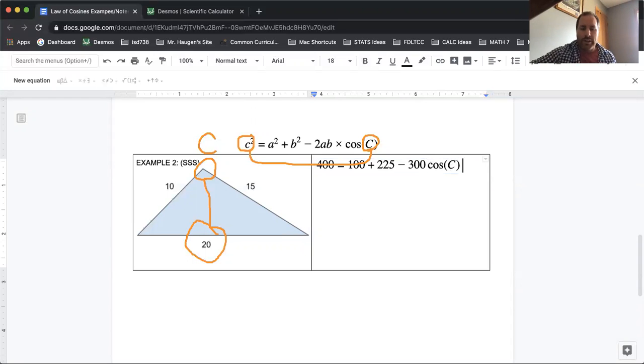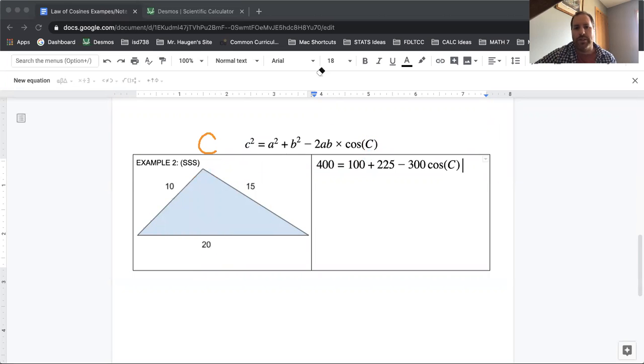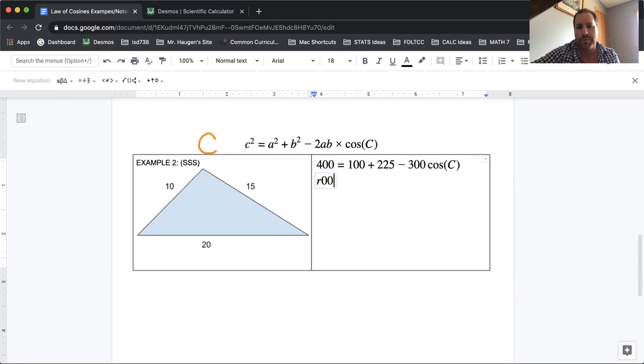So we just leave that there as a variable. As we work through this, I'm going to erase some of these lines because we don't necessarily need those. We can work through this, not too bad. We can add these two together and then we'll eventually subtract. So we got 400 equals 325 minus 300 cosine of C.